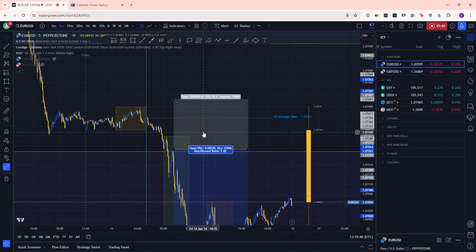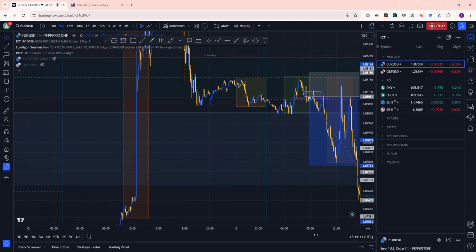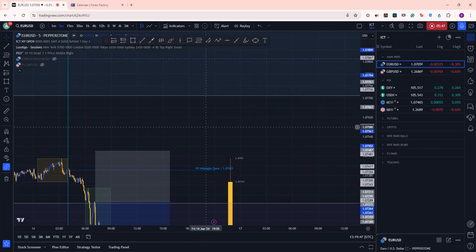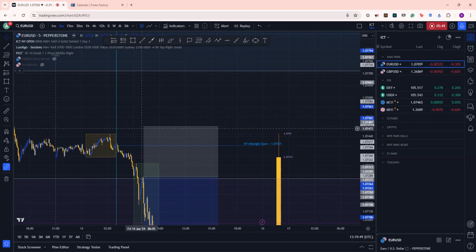So my stop loss here was 20 pips. Here, my stop loss was 10 pips, right? But I don't mind. Better safe than sorry. So I wanted to have that extra confirmation. So price broke down, came up, nice entry here, but I didn't take it because I wanted more confirmation.